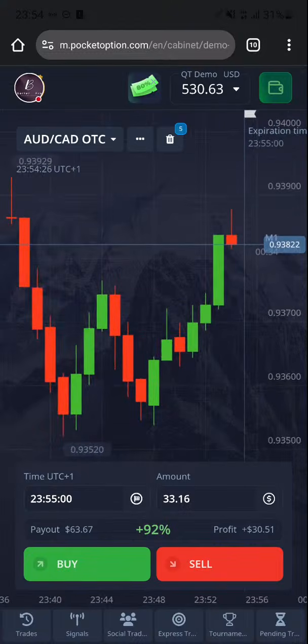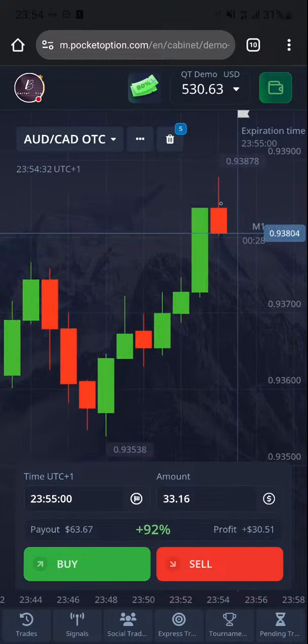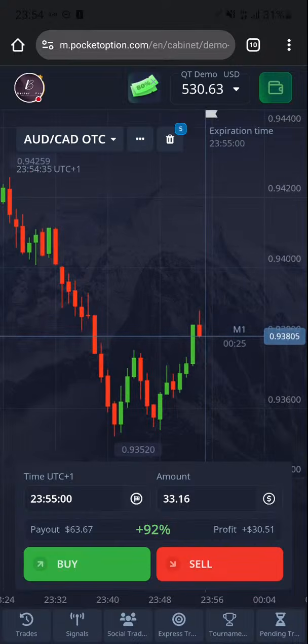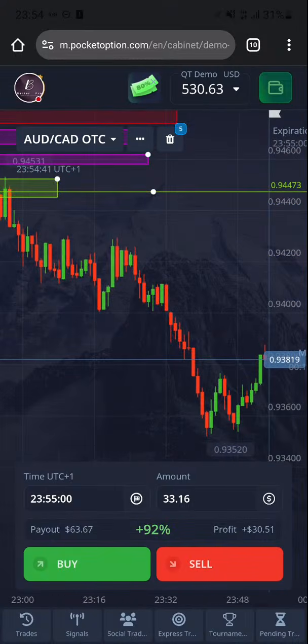If you look closely, look at this. We have 1, 2, 3 green candles and we have a red. We have another 1, 2, 3 green candles. We may have a red too. You can see. Those are the little things you need to watch in the market, you understand, to be able to take trades accurately.